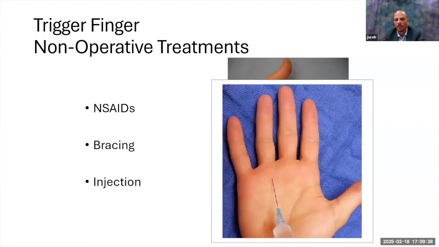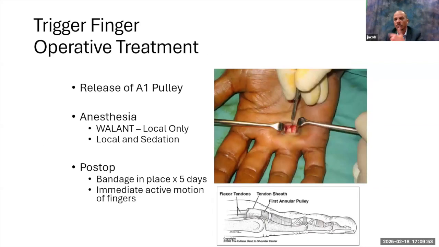This is one of the few times where cortisone injections can be curative. We can get trigger fingers to go away forever with one injection. Usually the cure rate is quoted between 65 and 70% cure. When we do non-operative things and the triggering keeps recurring, then we progress to surgical management.